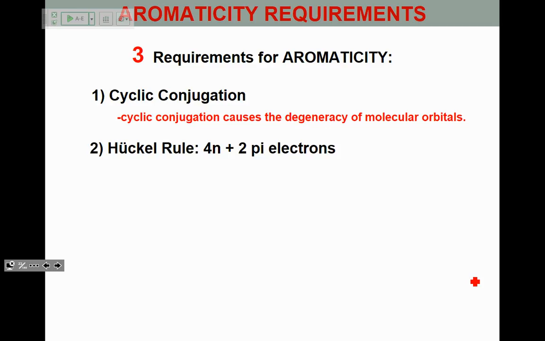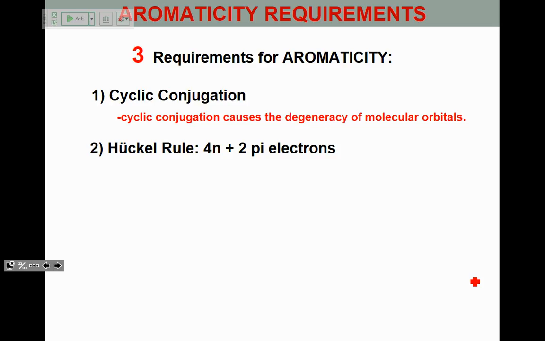The second thing is it has to agree with Huckel's rule. Huckel is just someone. 4n plus 2 pi electrons. Meaning, benzene has 6 pi electrons. If I put this equation, is there a whole number that I can fill in n that will equal 6 pi? There is. In this case, what is it? 1. 4 plus 2 equals 6. That agrees with Huckel's rule.